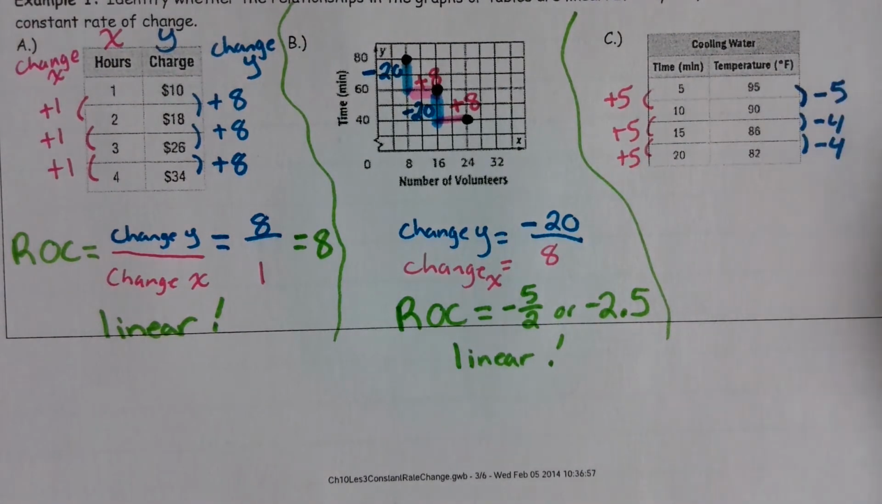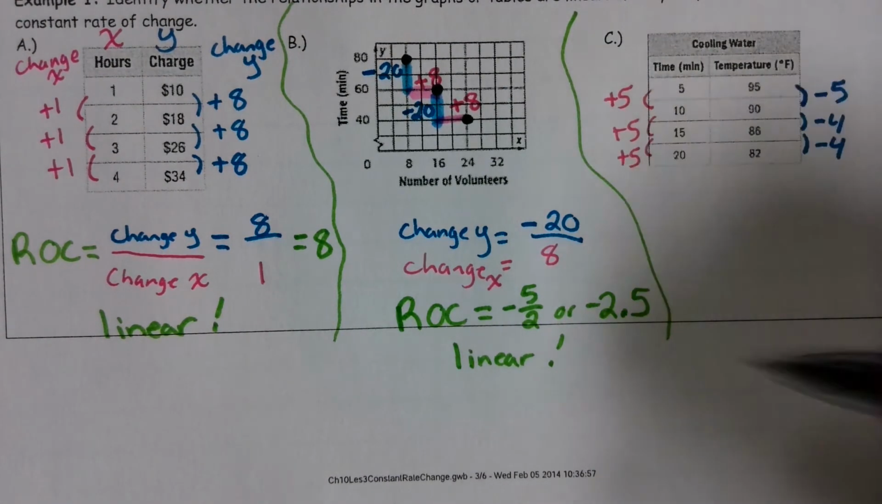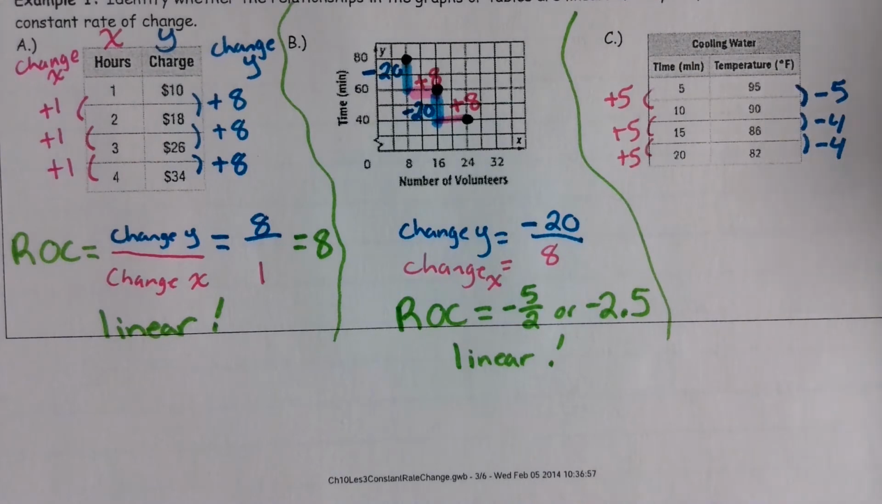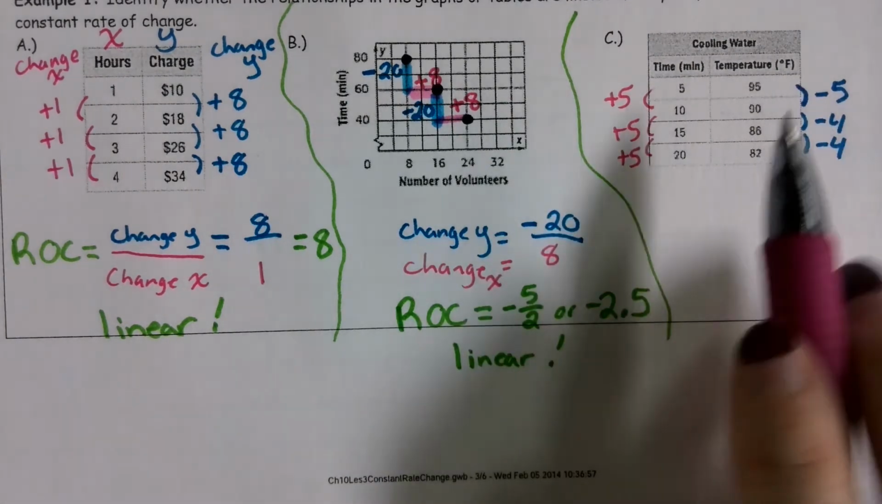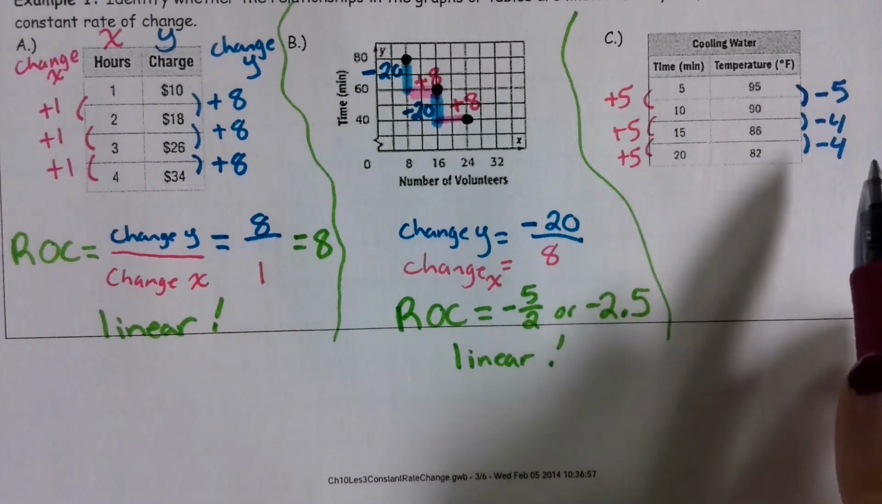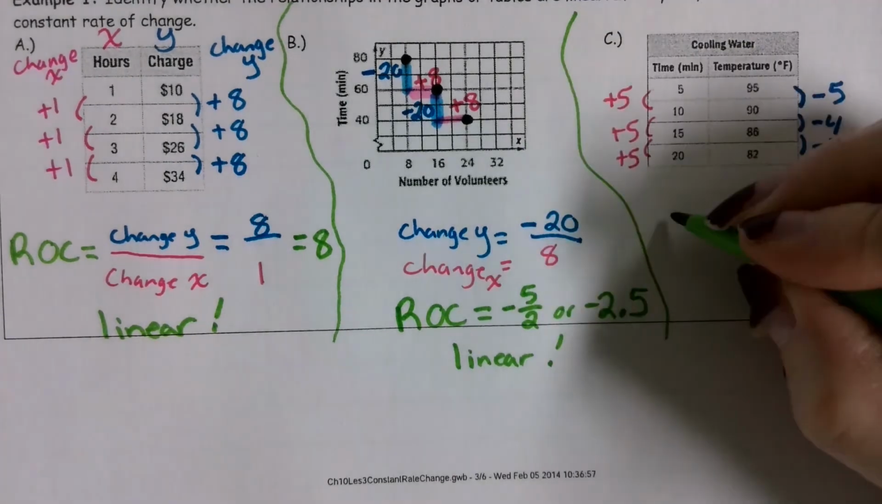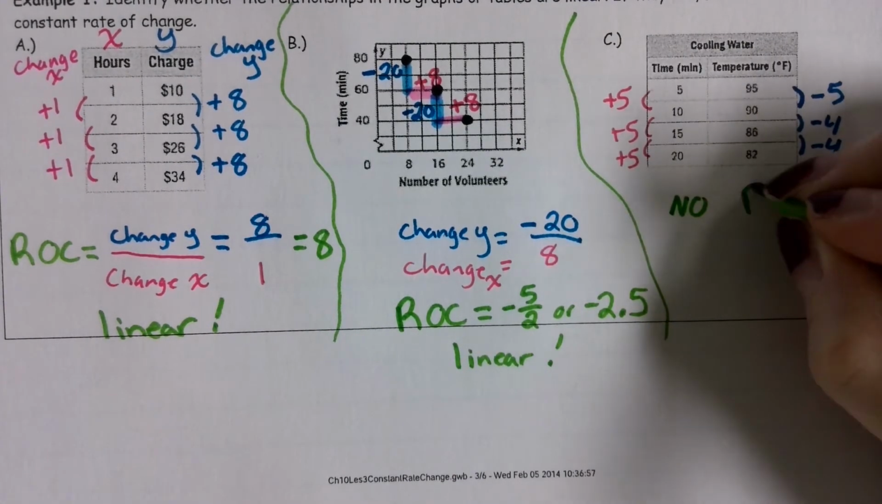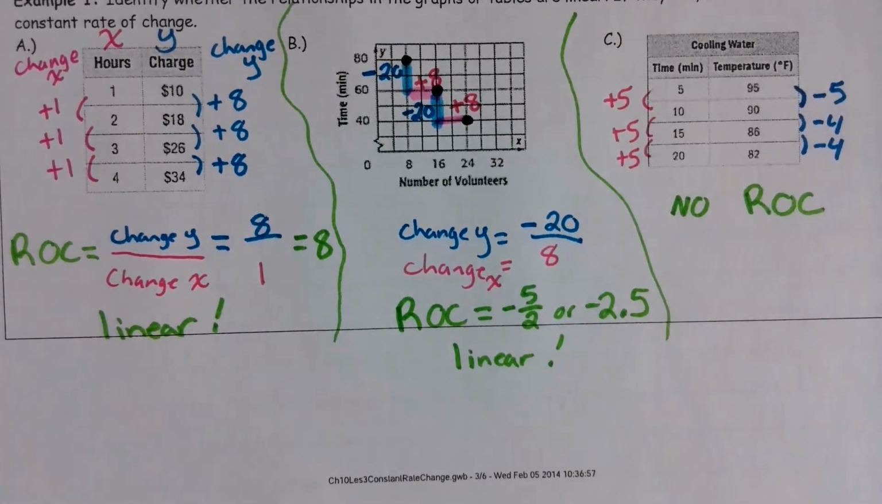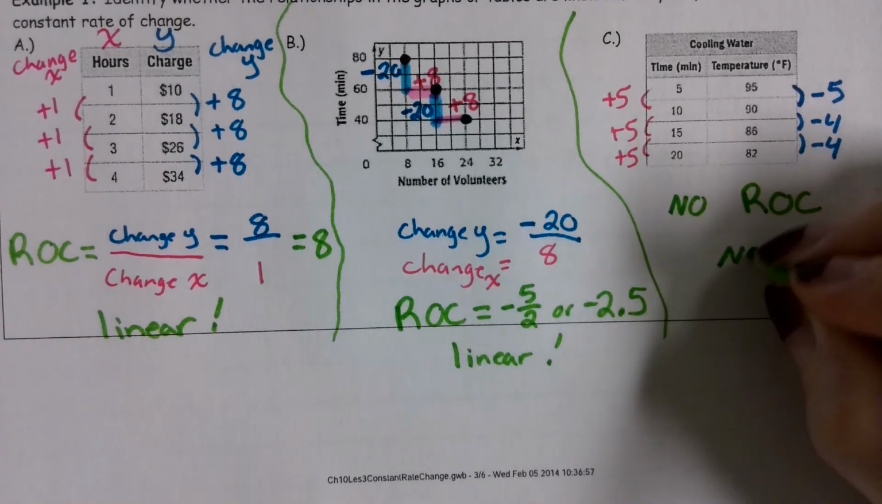That's where the problem is. It's okay to have non-consistent values as long as the other side also has non-consistent, and they're both non-consistent in a proportional manner. But here, when one is not consistent while the other one is, then that means you don't have a rate of change. So there is no rate of change or constant rate of change. That means that it's not linear.